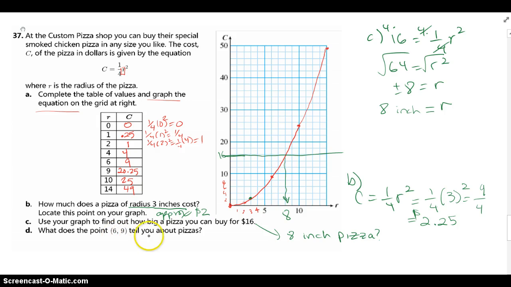What does the point (6, 9) tell you about the pizza? Well, this point, which happens to be right here, tells me that a 6-inch pizza in radius, of course it has to be the radius of the pizza, costs $9 to get. So the graph displays all the different costs that I could have for the different radii of the pizza in inches.